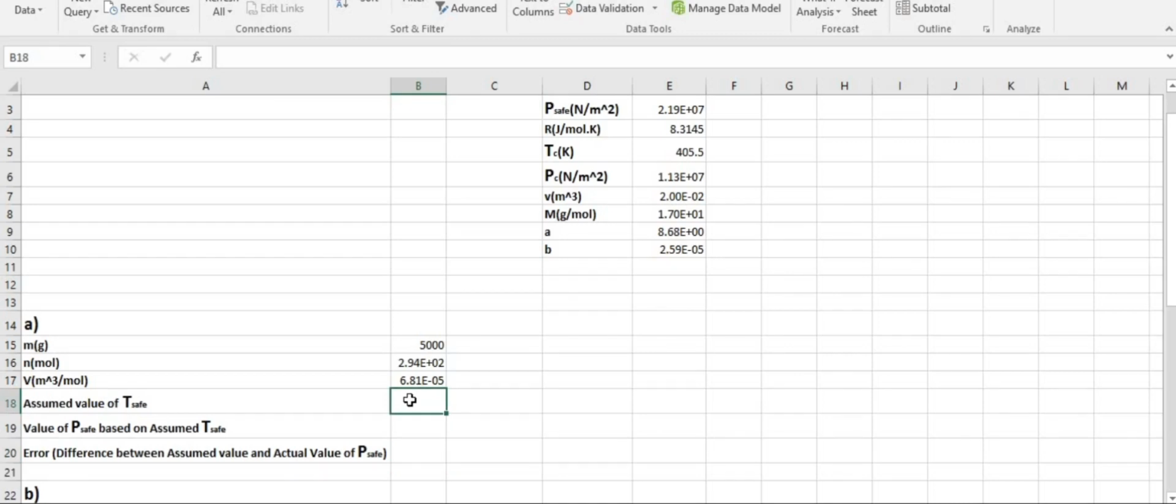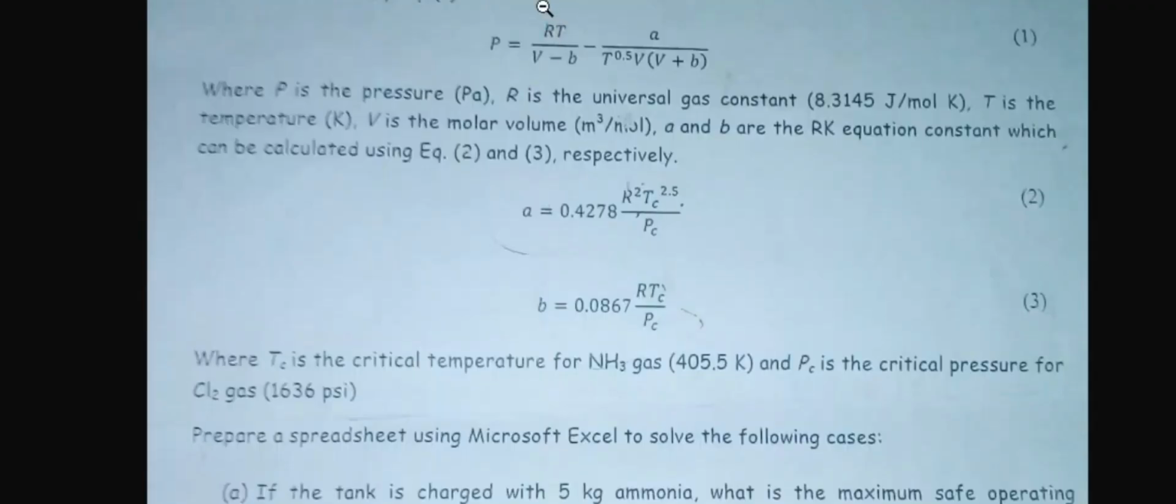So here we go. We can choose our assumed value of T safe to be maybe 200, and then we plug in our formula for P. Now you can see the formula is in two parts. So this part will be in a bracket divided by this part, which is also in a bracket. So we'll have a very big bracket covering this bracketed numerator divided by the bracketed denominator, and then minus another big bracket in which you have A divided by all these in brackets. So here we go.